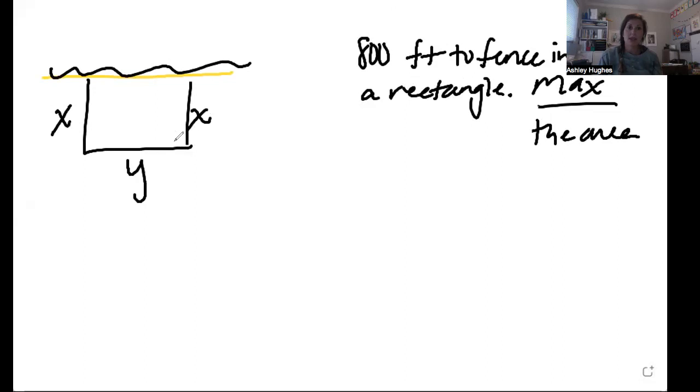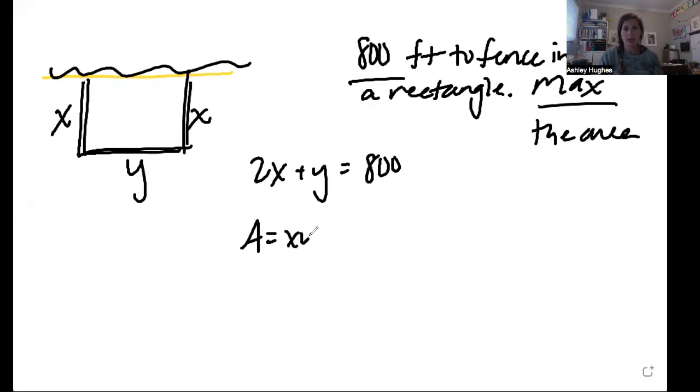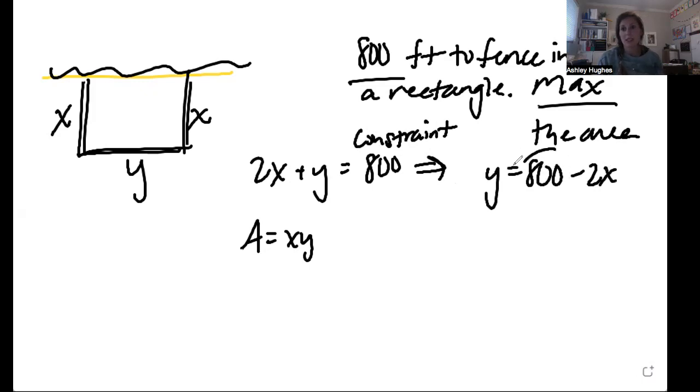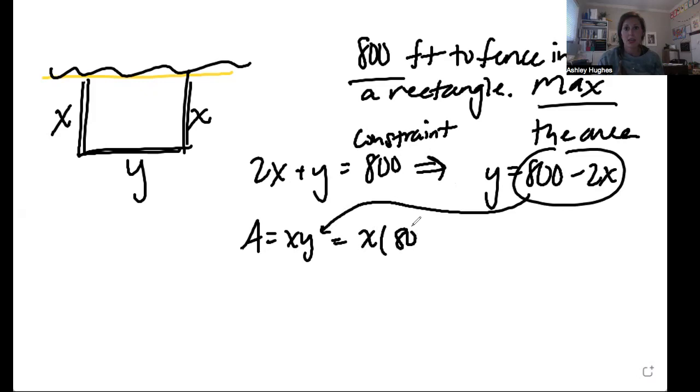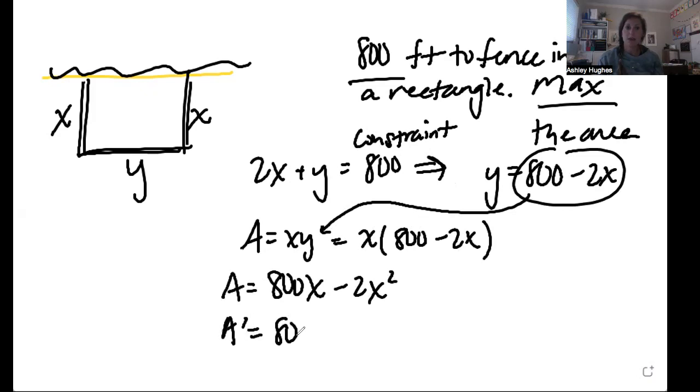So I could say my constraint is that 2x plus y equals 800. This time your constraint is the perimeter, and we're trying to maximize the area. The key idea I want you guys to know is that you use the constraint function to substitute into the one you're trying to optimize. So here, if I solve for y, simply because it's easier to solve for, I substitute it, I get x times 800 minus 2x. So I get 800x minus 2x squared. And then I'm going to take the derivative. So I get 800 minus 4x, and I set it equal to 0. I get 800 equals 4x, divide by 4, divide by 4.